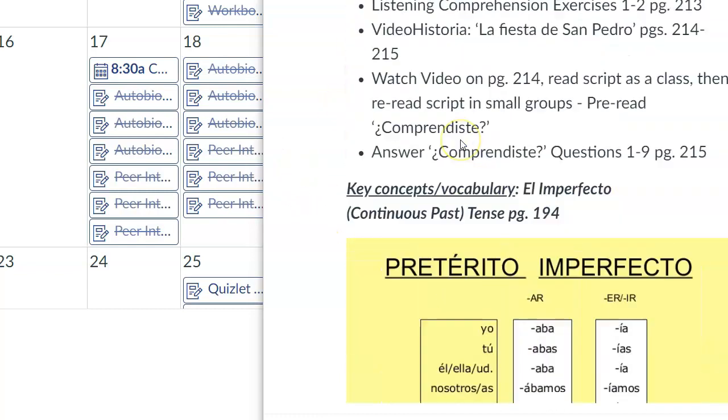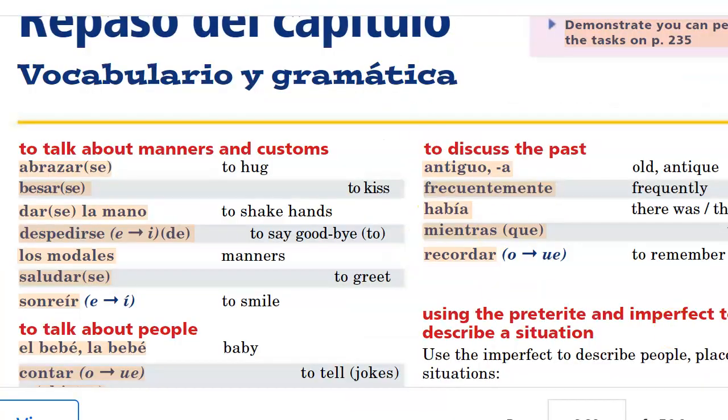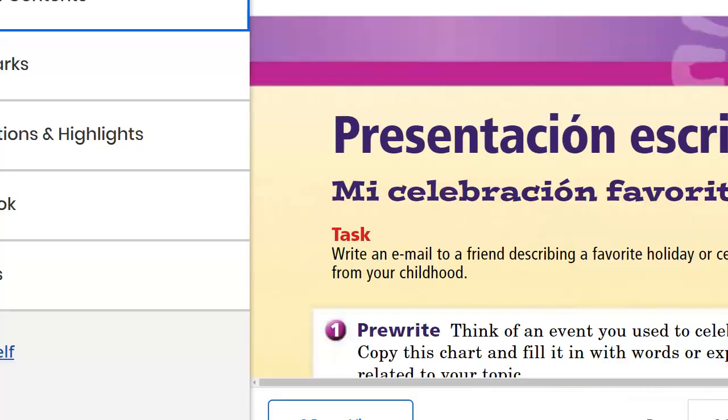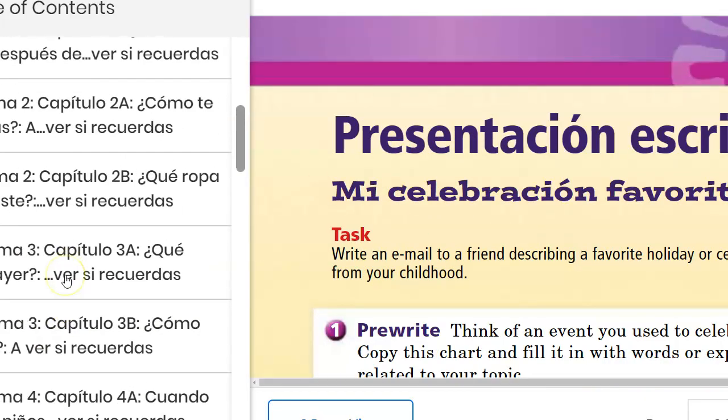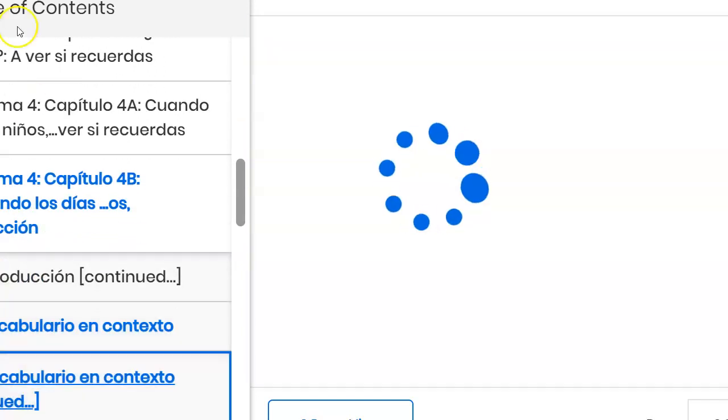And next on the agenda after the warm-up is going to be the video historia. So kind of taking a look at this vocabulary in context. You guys are going to do the reading first and foremost. It's on page 213. I'll go back to that so y'all can see. Página 213.